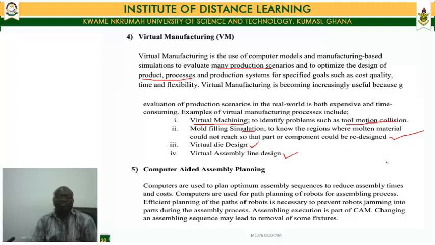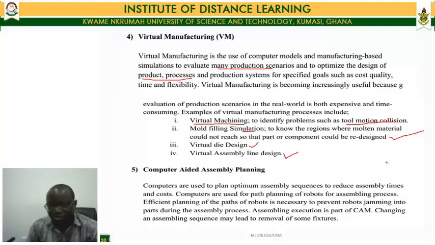Okay. Now, the fifth example is computer-aided assembly planning. Now, what you basically see is that computers are used to plan optimum assembly sequence to reduce assembly times and costs. Now, you can also use computers for path planning of robots for the assembling process, and also efficient planning of the path of robots.